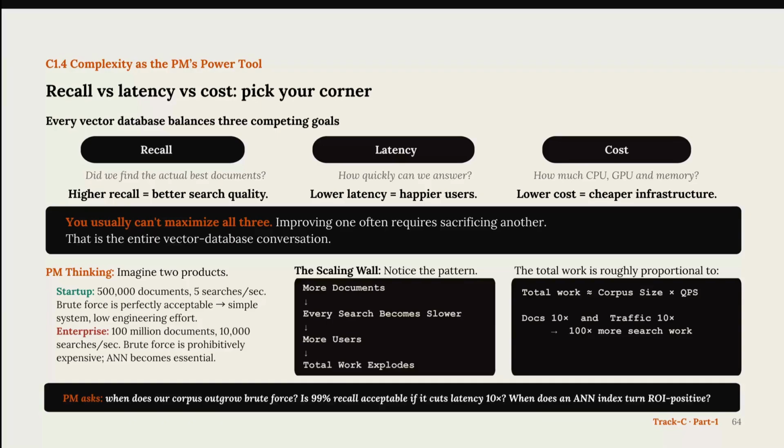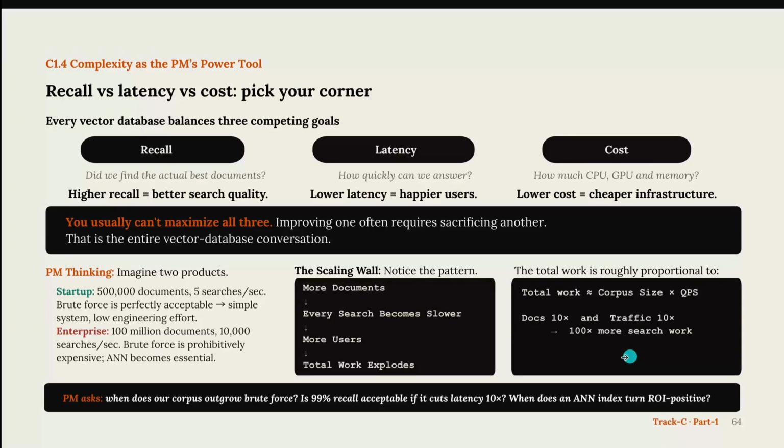You either need to increase your compute power, or use better algorithms, which have a trade-off of their own. So as a PM, we need to ask: when does our corpus outgrow brute force? Is 99% recall acceptable? Or if we need to cut latency, when does the ANN index turn ROI positive? Because we have invested money to index the data. When will it turn positive?